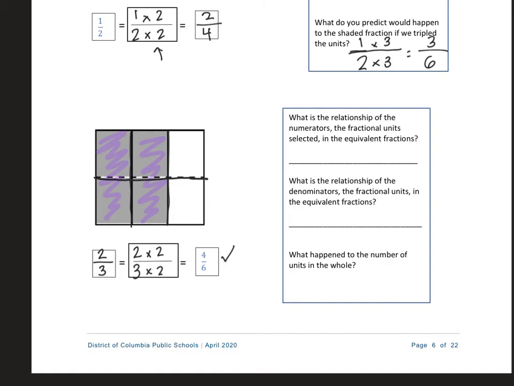So the units here doubled again, right? We went from 2 to 4, we went from 3 to 6.